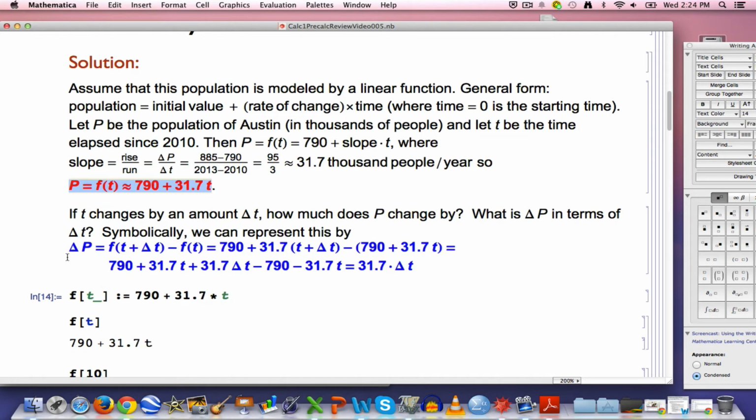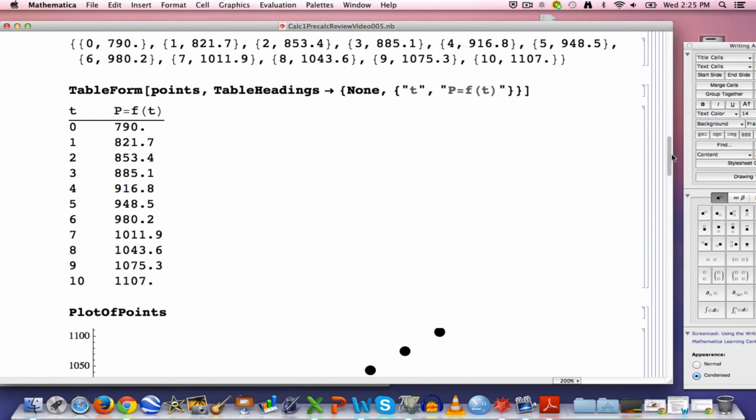And this was the general principle that we've been focused on here recently. The change in the population, delta P, is ultimately proportional to the change in the time. In this case, 31.7 thousand people per year times the change in time in years. For example, if the time changes by 2 years, you'd multiply 31.7 thousand people per year times 2 years to get a change of 63.4 thousand people as your approximate change in P. It's proportional to the change in T if we assume it's a linear function.